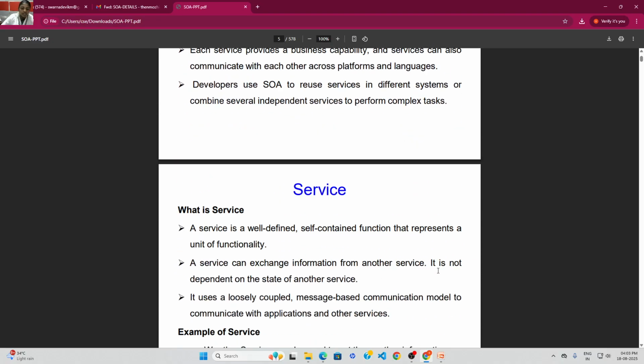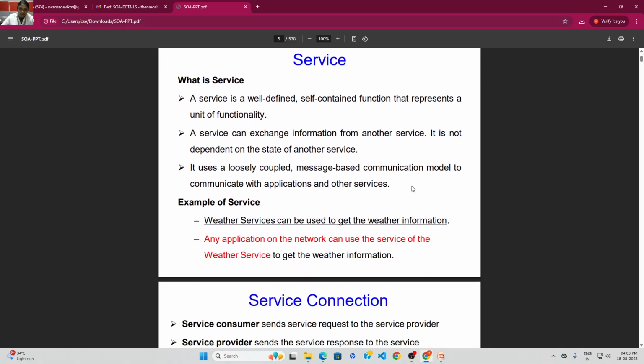And next, what is a service? A service is a well-defined, self-contained function represented by the service. Message-based communication is used between the application and other applications. An example of a service: any application on a network, like a weather service used in applications to get weather information. By using such services, we can develop applications with SOA.